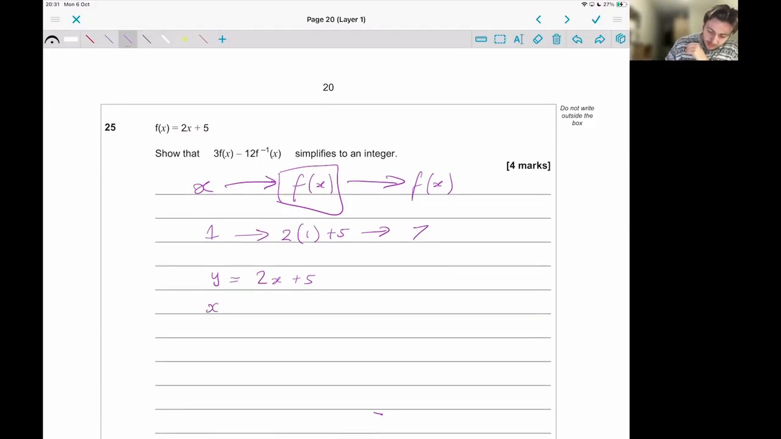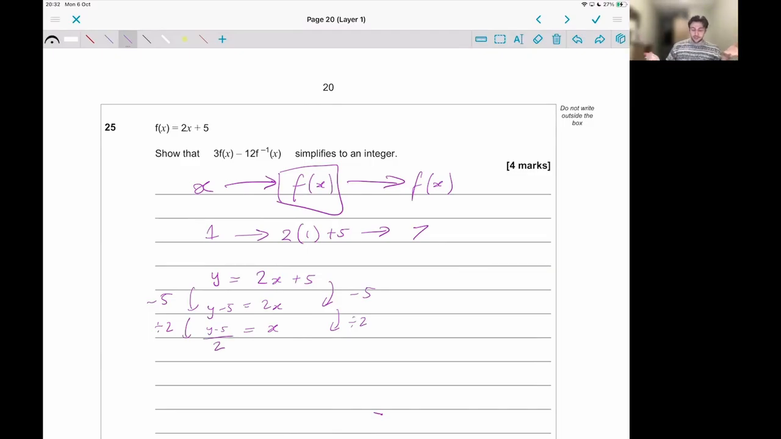So x, actually we'll do this step by step. How do we get x on its own? Well, first we're going to have to take away that 5. So we're going to do that to both sides. We get y minus 5 equals 2x. Then we're going to have to divide by 2, so we'll have to do that to the other side as well. So x is equal to (y minus 5) over 2.